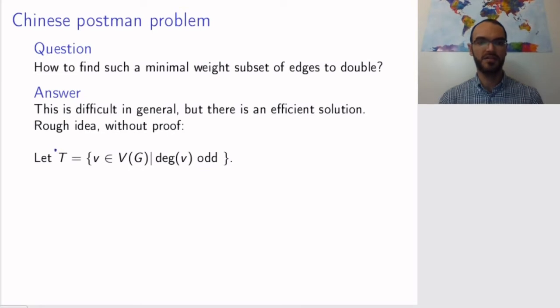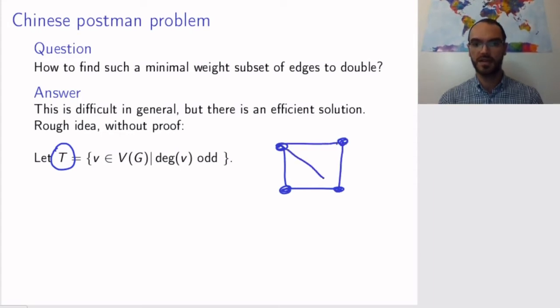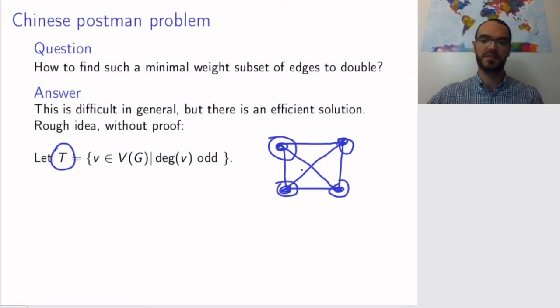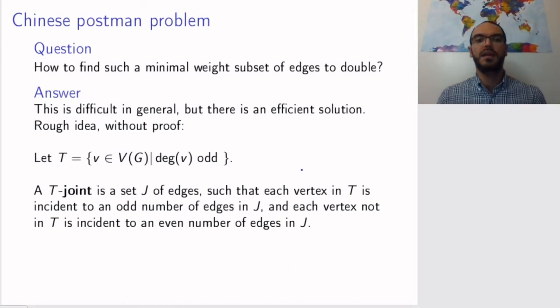So this is the set of our problematic vertices of odd degree. If my graph, say, looks like this, then all vertices have odd degree. So T consists of all vertices. But if my graph looks differently, it will be a different set. Now, I want to construct what is called a T-joint.